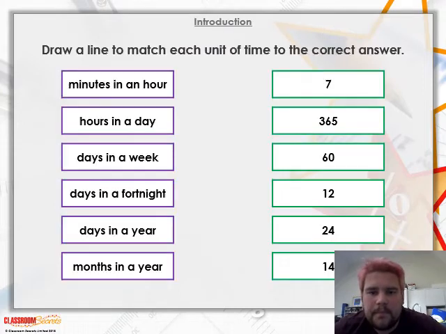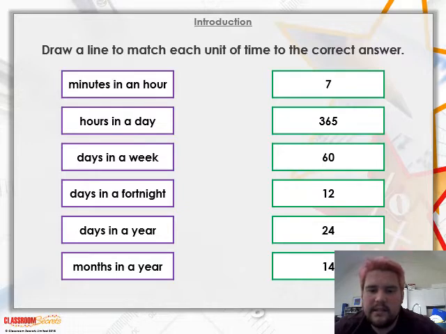Right, our first slide, the introduction slide, says you need to draw a line to match each unit of time to the correct answer. How many minutes in an hour? How many hours in a day? How many days in a week? How many days in a fortnight? So we need to understand what a fortnight means, how many days in a year, a non-leap year, and how many months in a year.